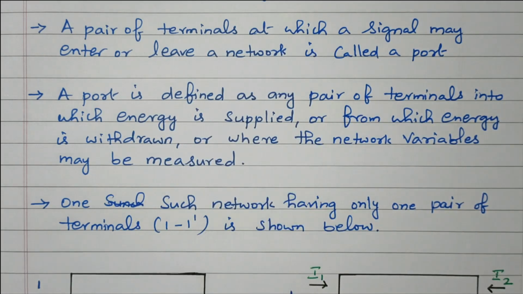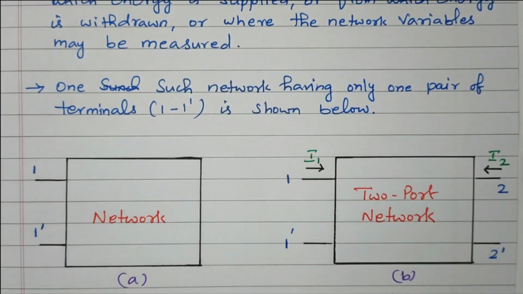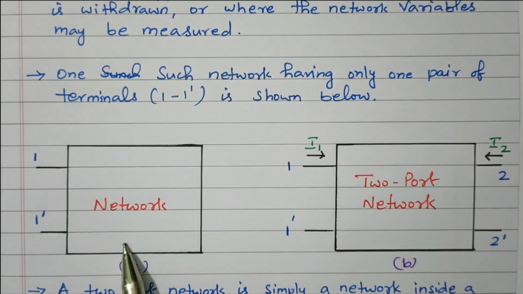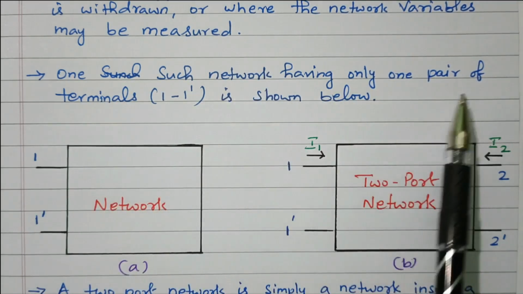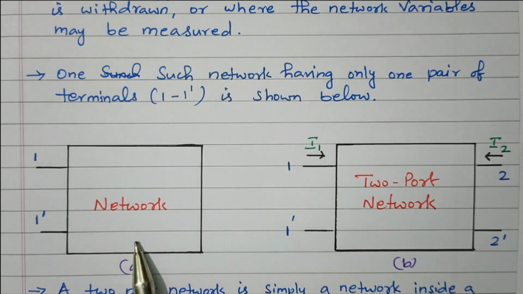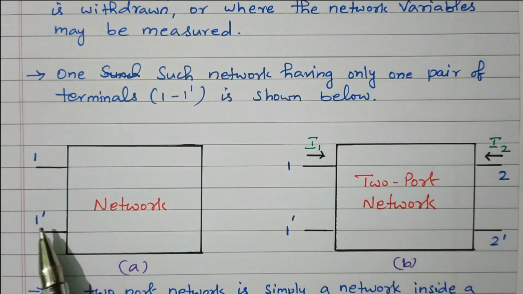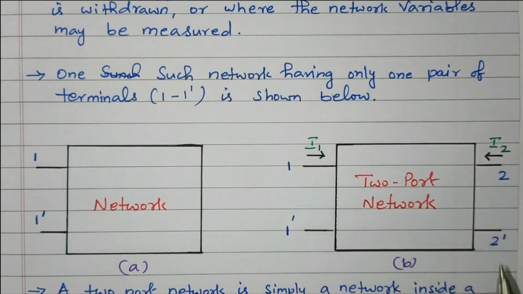Now we'll see the diagram having one pair of terminals and two pairs of terminals. Refer to this diagram. This is a network having one pair of terminals, 1 dash. Now refer to this diagram. This is a two-port network. Two pairs of terminals are available, 1 dash and 2 dash. So this is called a two-port network.